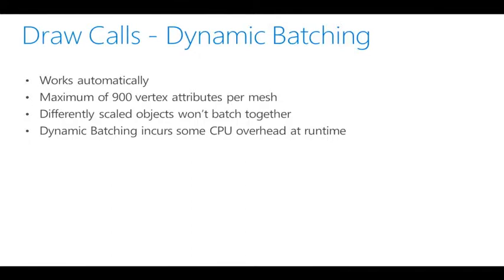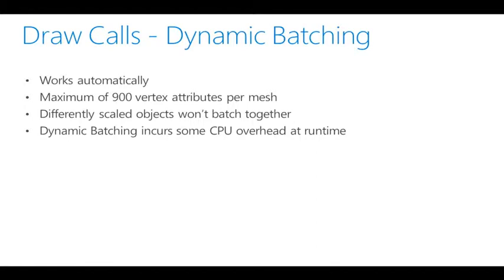Dynamic batching is handy because it kind of just works. The problem with dynamic batching is it doesn't work all that well. It's got a limit, for example, of 900 vertex attributes. That means if you're using a vertex position, a normal, and a UV, like pretty much anything nowadays, your objects that are dynamically batchable have a max vertex count of 300. Those are basically just detail meshes. So you're going to find for a lot of complex geometry, it's just not dynamically batchable.